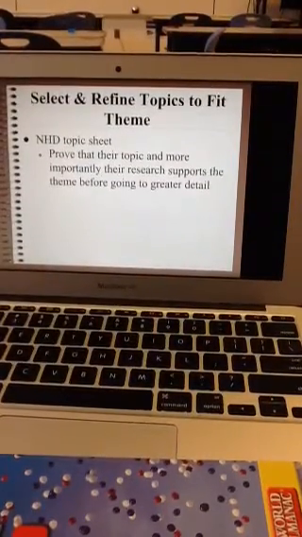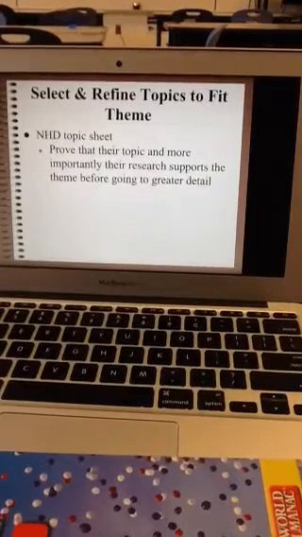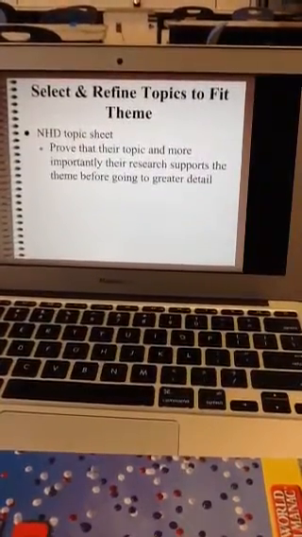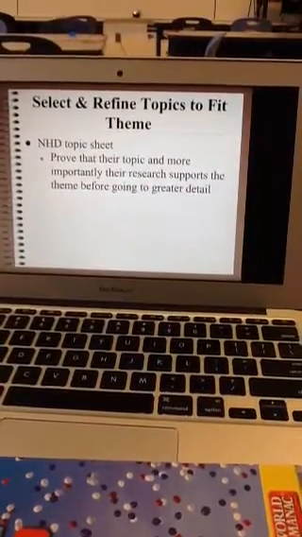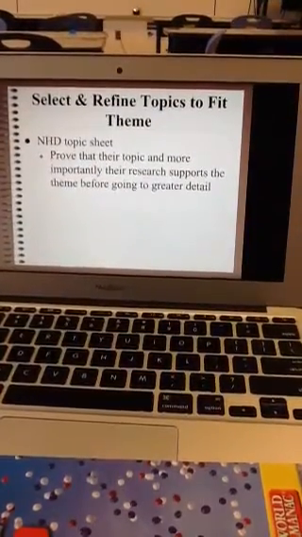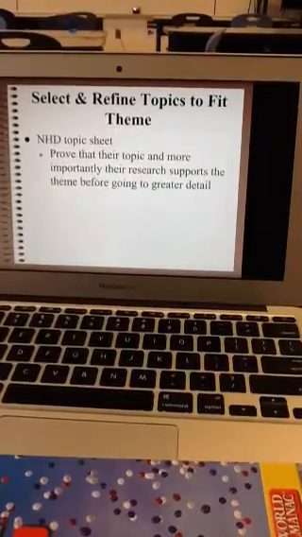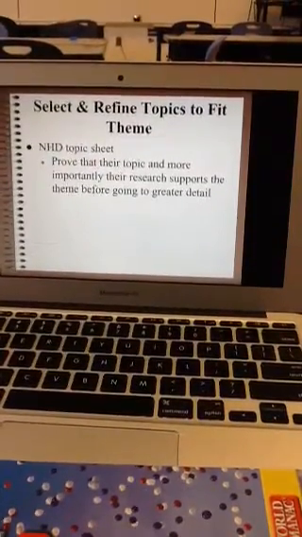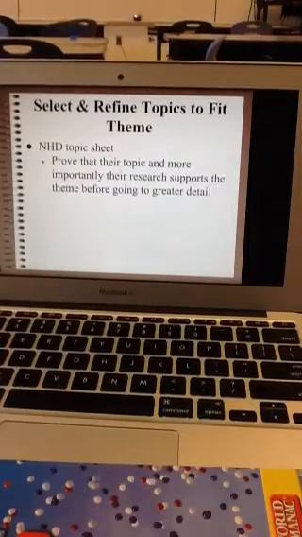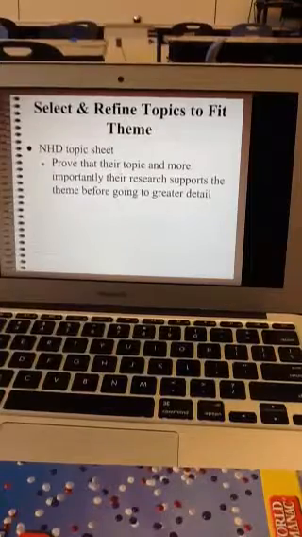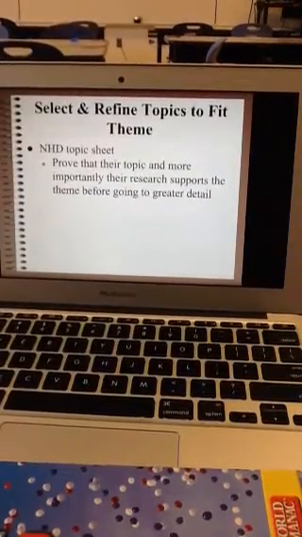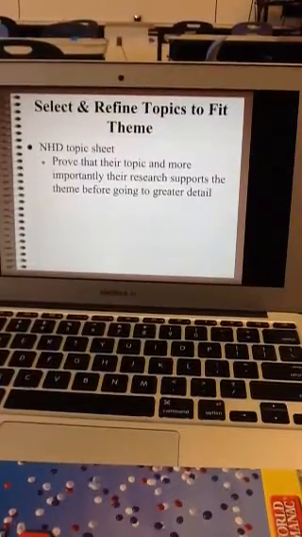All right, so selecting and refining topics to fit the theme. After we define the theme together, I'll choose a topic that fits it, and then I'll walk them through it. We'll do a think aloud on the process. I pass out a topic sheet, which I'll show you in a few minutes, that has them look at two ideas and go into more detail. I purposely choose two ideas because if one doesn't turn out that great, then they have a backup as well.